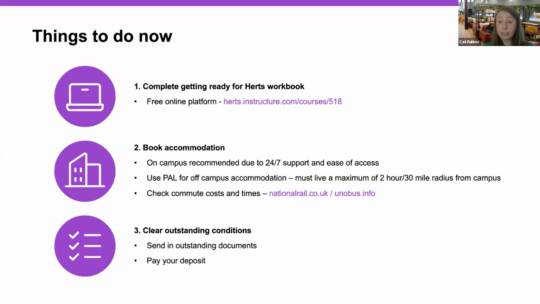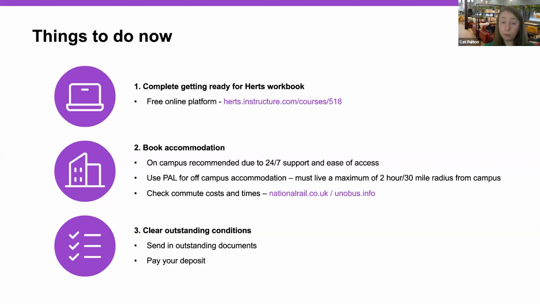Second tip from me is now is the time to book your accommodation. We do still have rooms available in on-campus accommodation, and that is always what I would recommend, just because it's going to make it so much easier for you to get to classes. You've got 24/7 support in our on-campus accommodation. You don't need a UK guarantor. All your utility bills, Wi-Fi and contents insurance are included. It just makes it a lot easier for you.